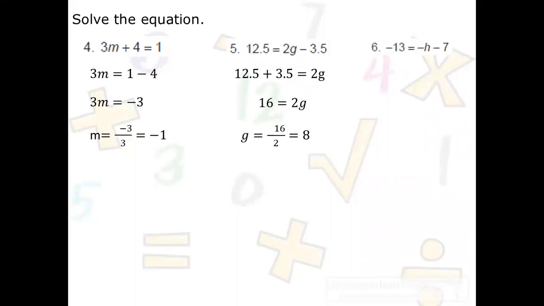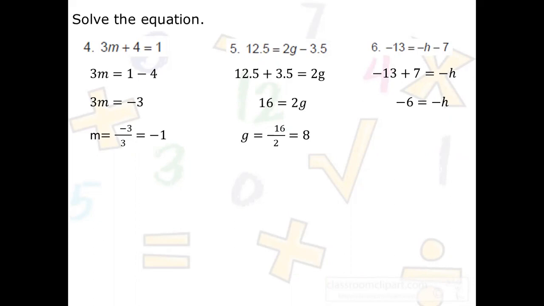Let's move to question number 6. Minus 13 equals minus h minus 7. Now what you're going to do, the negative 7, you will move to the other side. That will become positive 7. So minus 13 plus 7 will give you a minus 6. Now, minus 6 equals minus h.